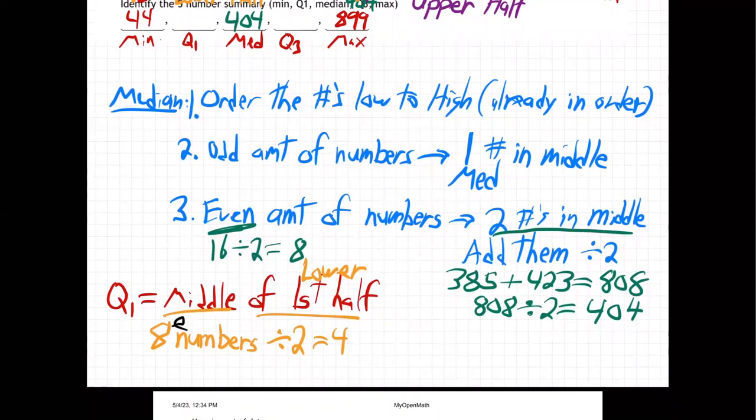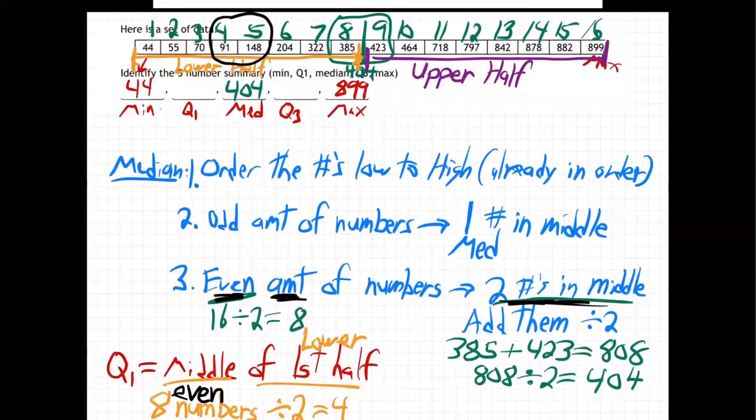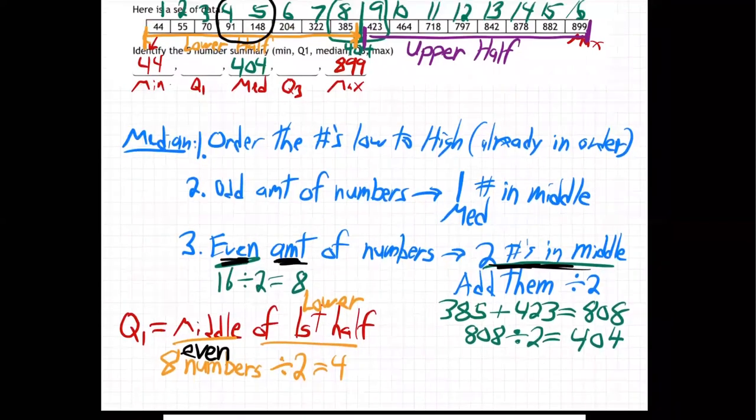There we go. 8 is an even number. So even numbers, as it says right here, even amounts, there's going to be 2 numbers in the middle. So it's these two numbers that are the middle of this lower half. See how there's 3 numbers above them and 3 numbers below them, all in the lower half. So they're the middle, so I'm going to add them and divide by 2, right?